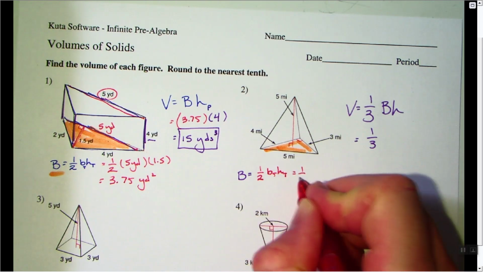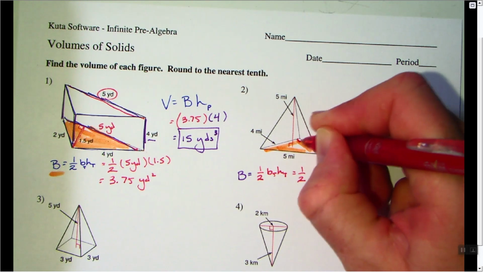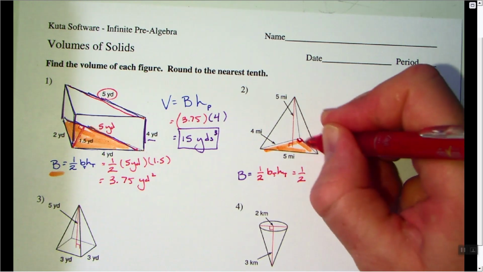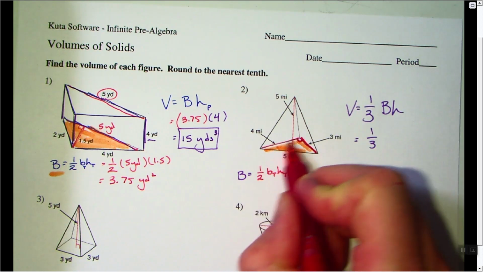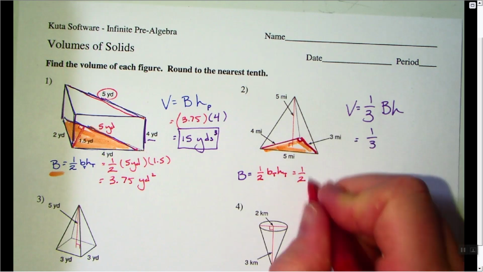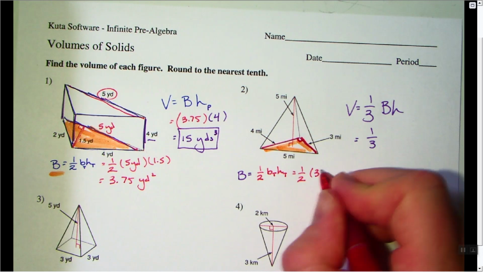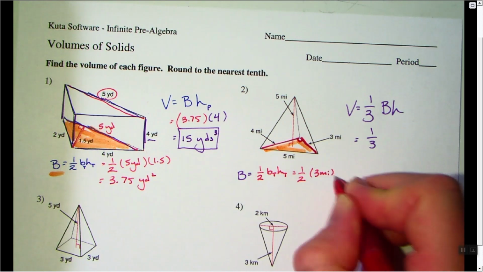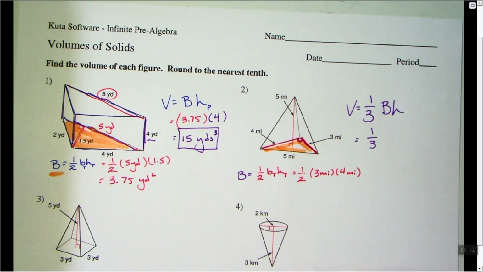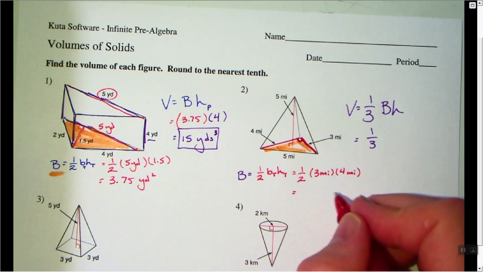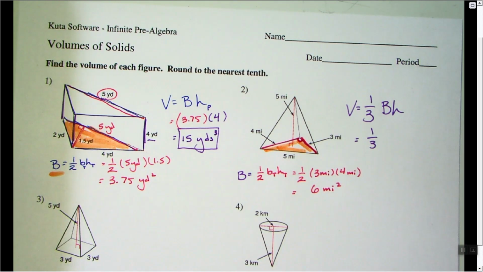Now, I'm not sure if you see this, but right here there's a right angle, which means this length right here, this 3, is perpendicular to this length right here, that's 4. So I can use, let's say, 3 miles, and the height is 4 miles. So I get half of 12 square miles, or 6 square miles. That's the area of the base.